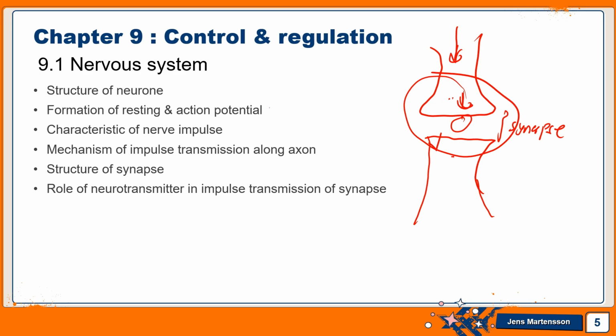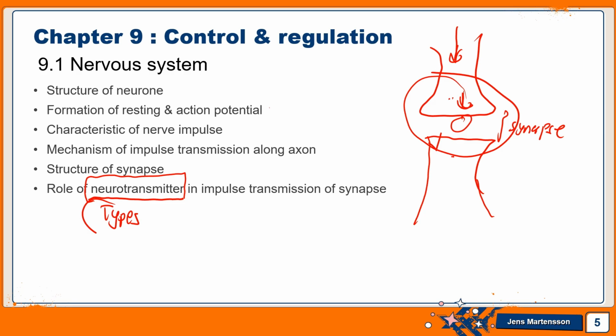So what substance can help the nerve impulse carry from one neuron to another neuron through the synapse? That substance is called neurotransmitter. Before you learn that, you have to learn what is neurotransmitter and the types of neurotransmitter.